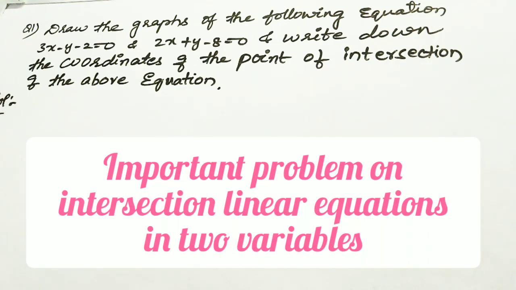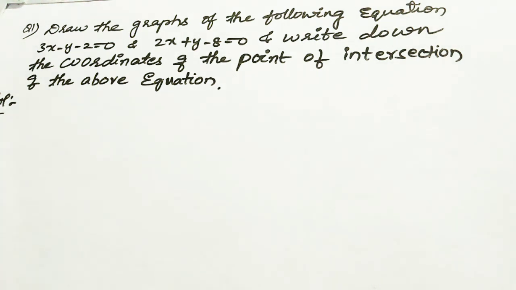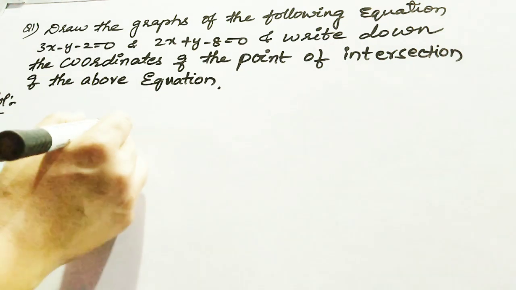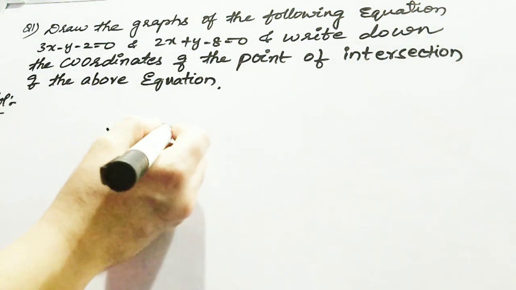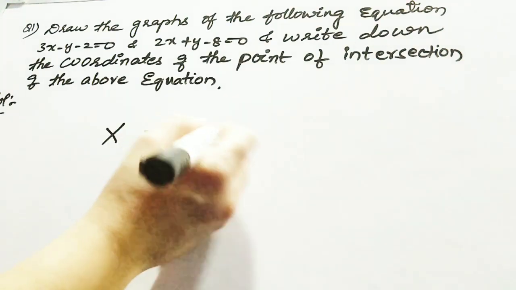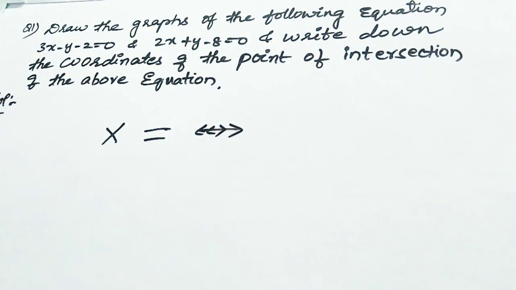Hello listener, in our previous video we discussed the graphical method of finding the solution of a pair of linear equations. A linear equation gives you a straight line, and a pair of linear equations gives you two straight lines, and there are three possibilities. Either your lines intersect with each other, or your lines are parallel, or your lines coincide with each other. There are three possibilities.